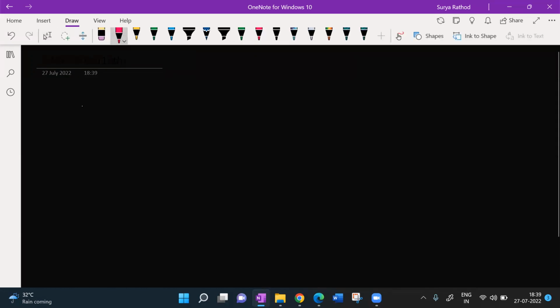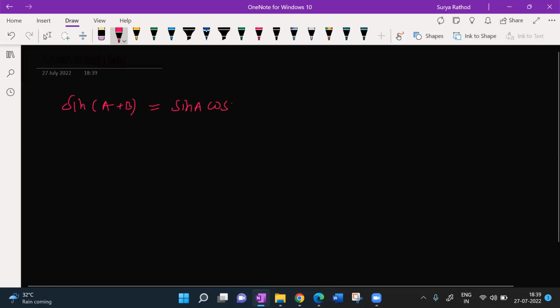Look at the board, everyone. What was the sin A plus B formula, beta? Sin A cos B plus cos A sin B. Okay. So sin A minus B is what? Same as it is, but minus here. Understood my point? Is it clear?